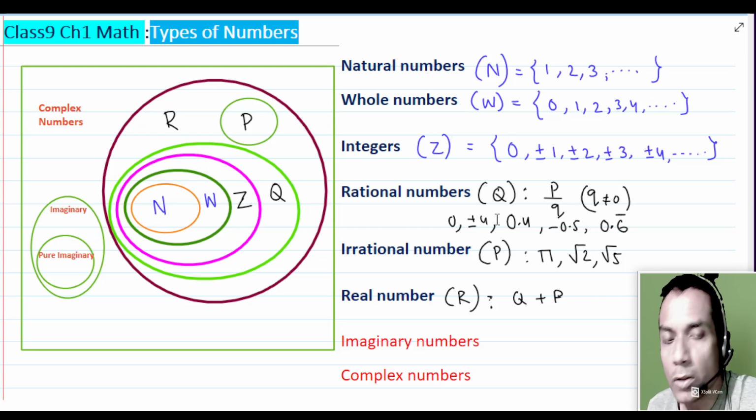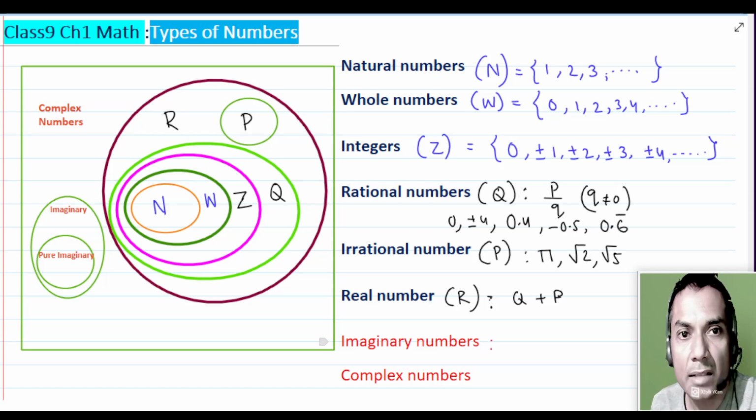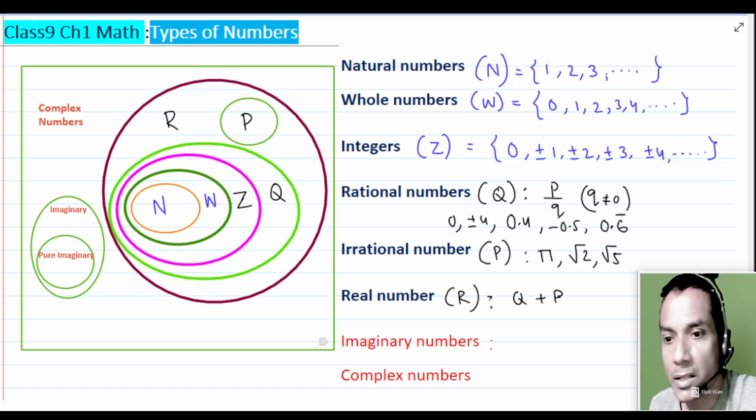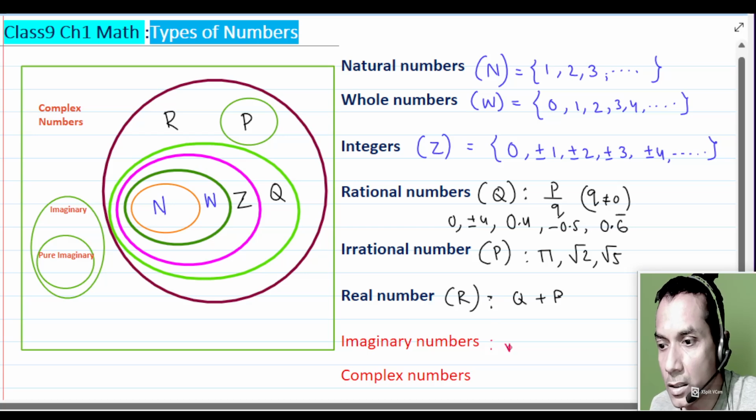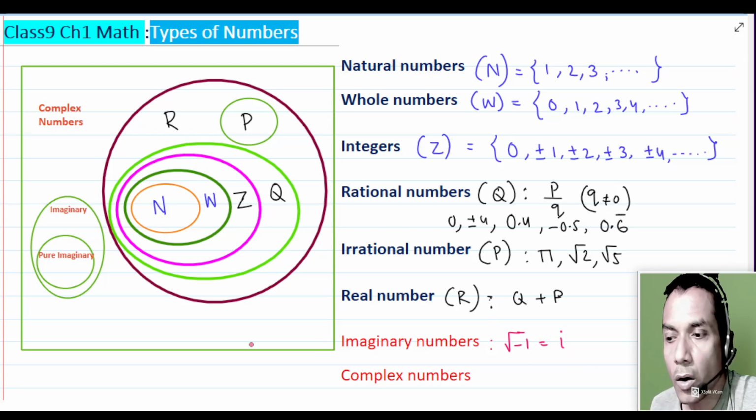Then we learn, although it is not covered in your syllabus, the imaginary number. What are imaginary numbers? The imaginary number can be represented as root minus 1, that is the imaginary number, and it is represented by iota. These are all imaginary numbers. It means if I say ai, this is also an imaginary number. Clear?